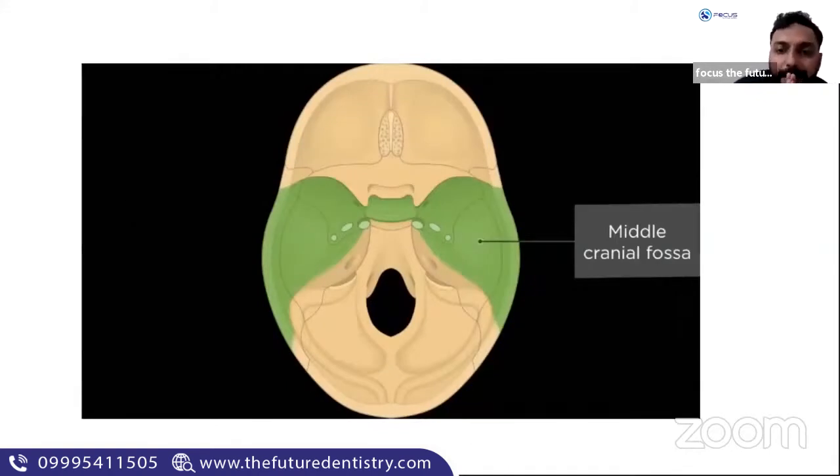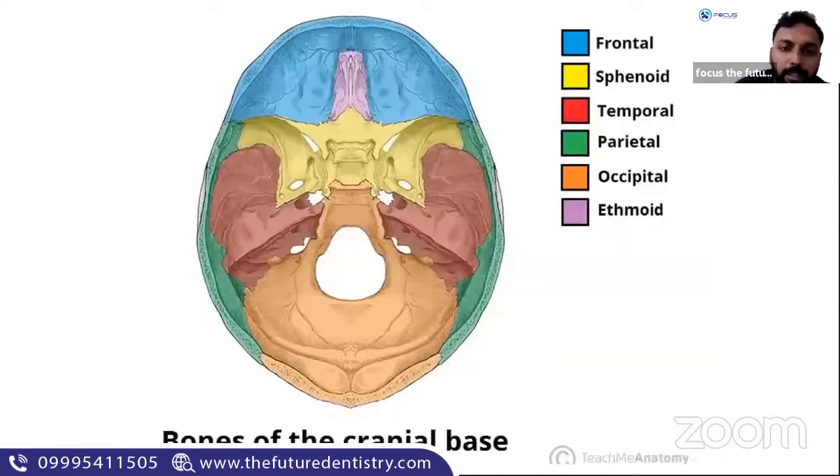Now we will move to the middle cranial fossa. This area is very, very important. There are lots of foramens here, lots of structures here, and it is a very less explored area. When you studied your anatomy, I know that most of you might not have explored this area much.